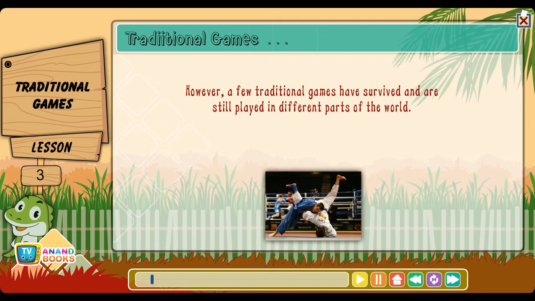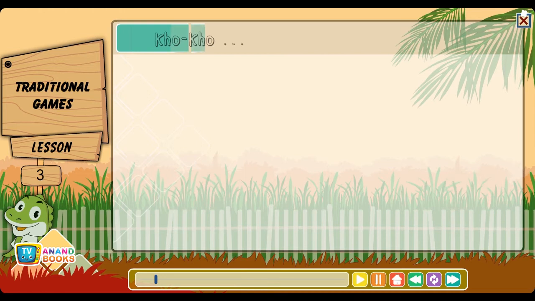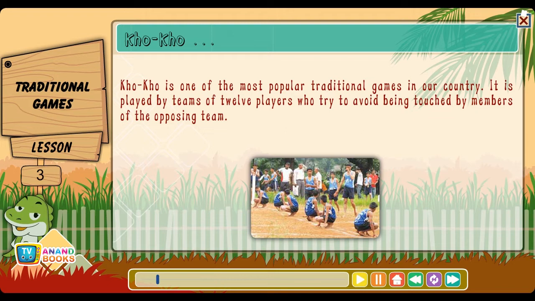In India, traditional games like Kho-Kho, Kabaddi, boat racing and bull racing are very popular. Kho-Kho. Kho-Kho is one of the most popular traditional games in our country. It is played by teams of 12 players who try to avoid being touched by members of the opposing team.